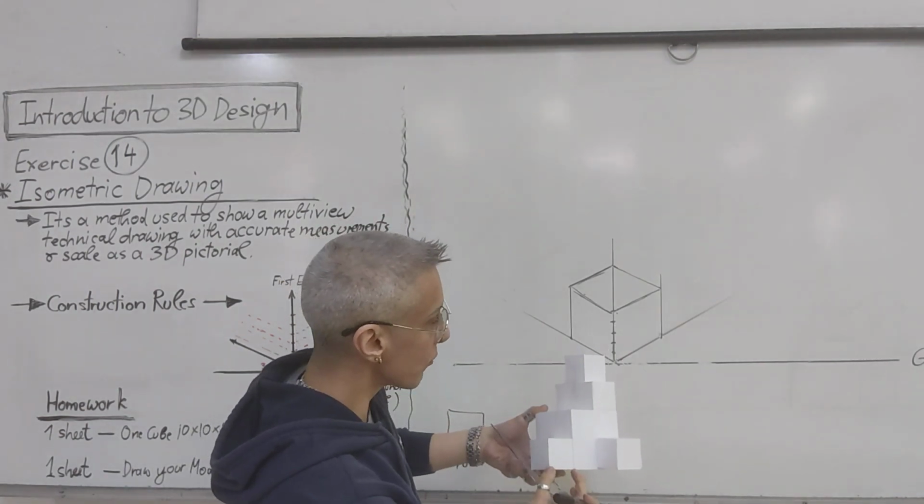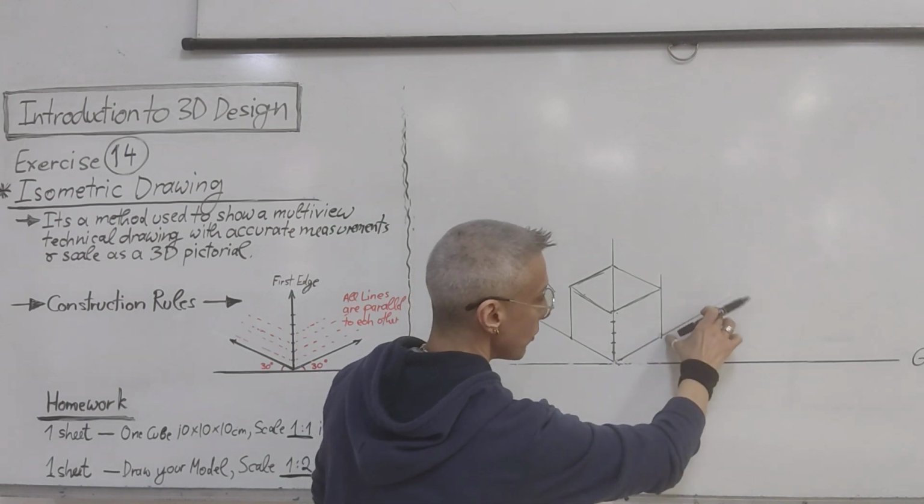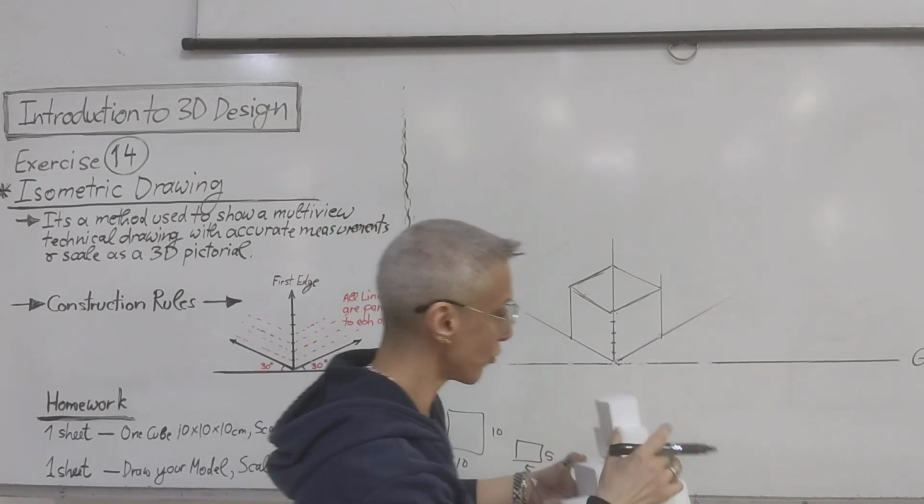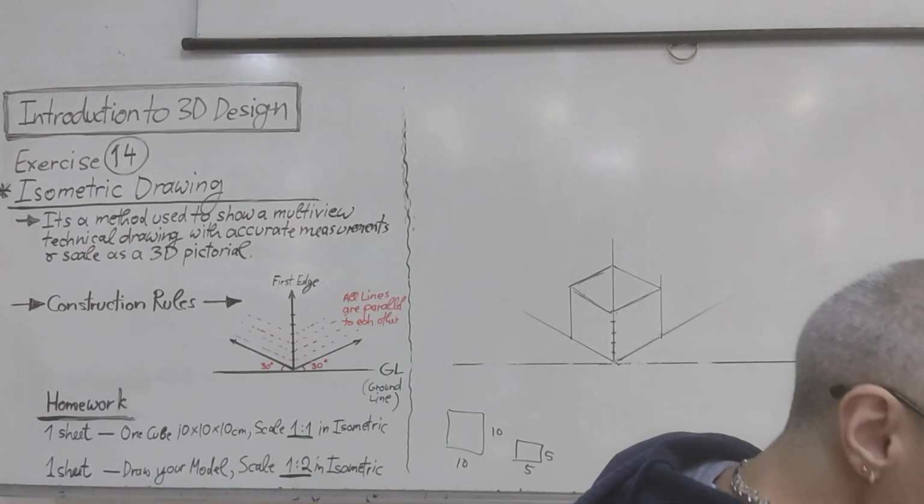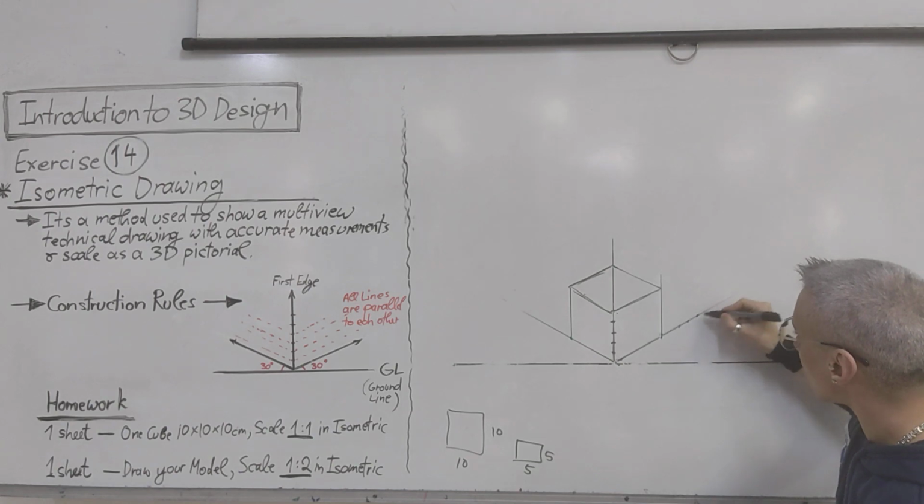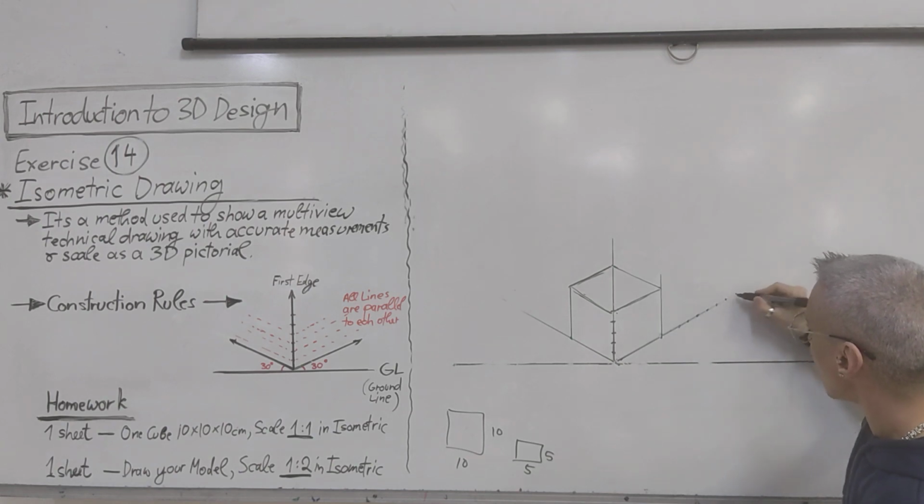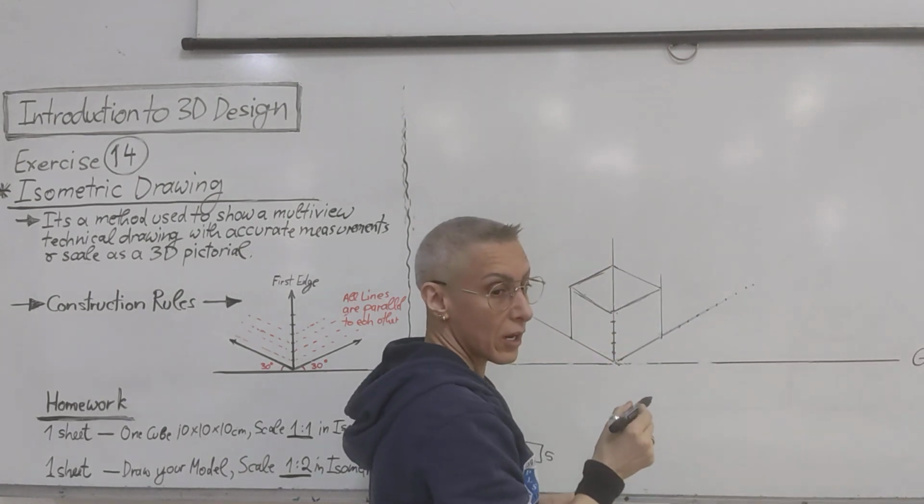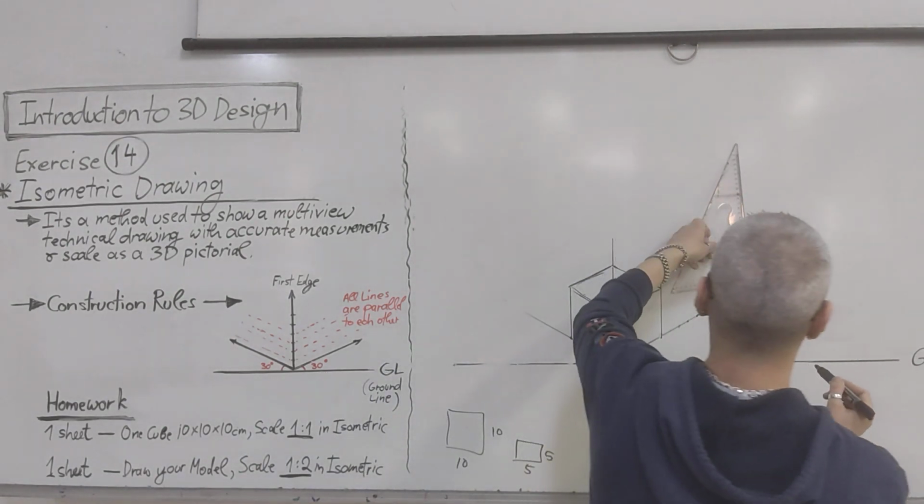So, from here we already draw it. This is 5. We need another 10, okay, to finish the 10 cube. So, we will measure from here. 1, 2, 3, 4, 5, 6, 7, 8, 9, 10, okay? And we will draw the cube.